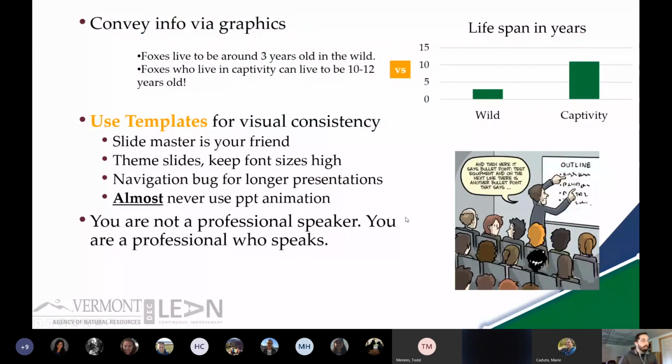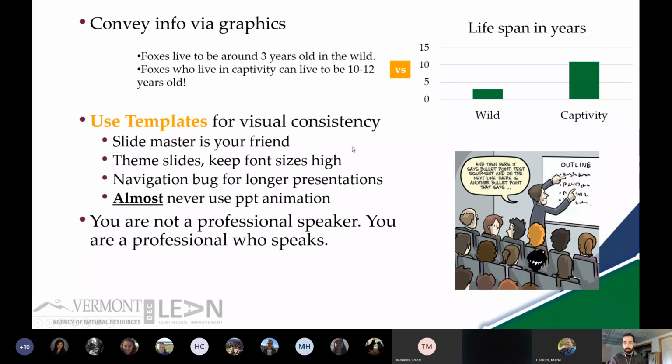Just a little bit about conveying information, and I think this slide is out of order, so I apologize for that. But I mentioned conveying information in graphics versus text. This is a textbook example of that. Foxes live to be around 3 years old in the wild versus 10 to 12 in captivity. You can see a very easy dichotomy in a graph that hits that point much, much easier.